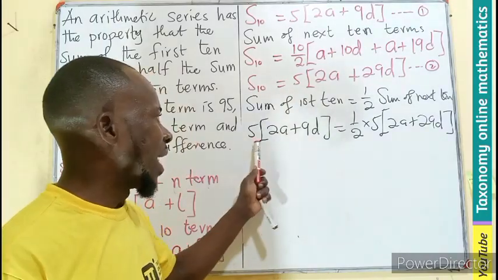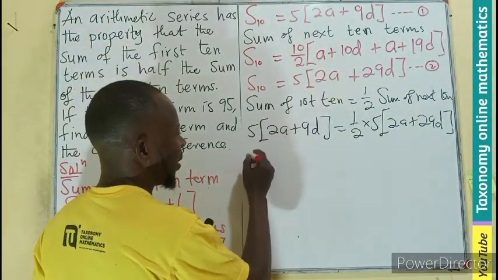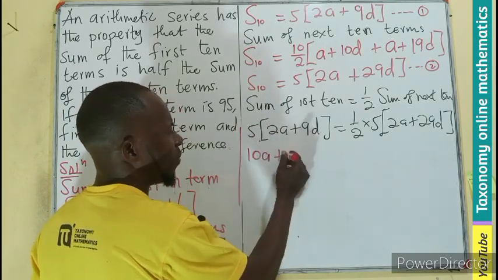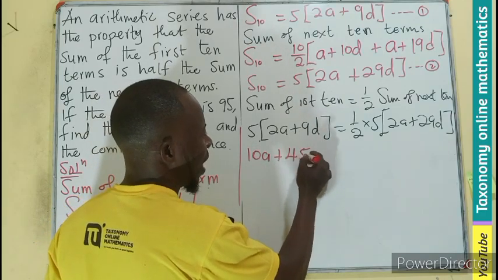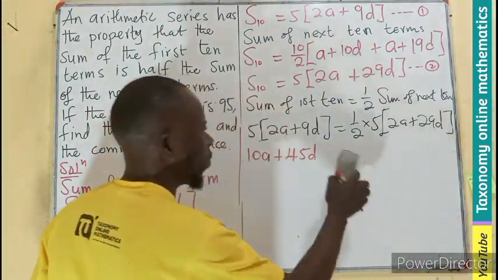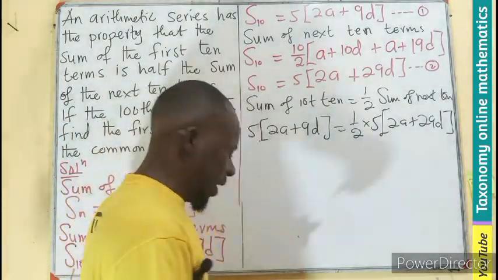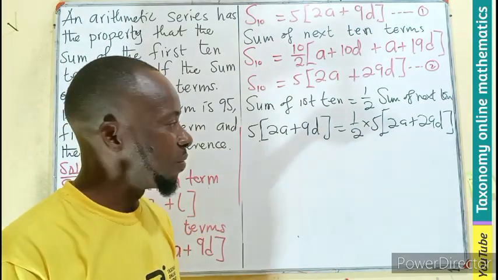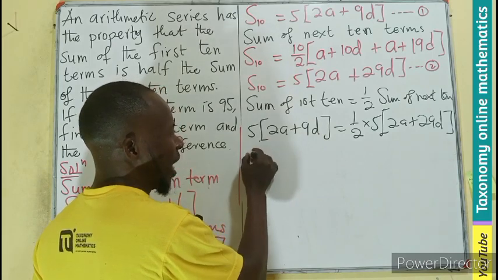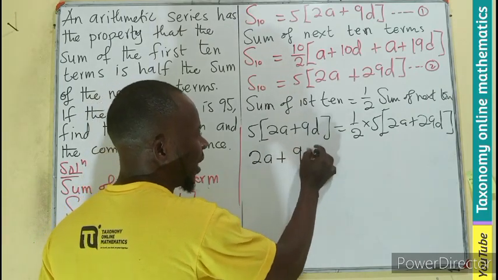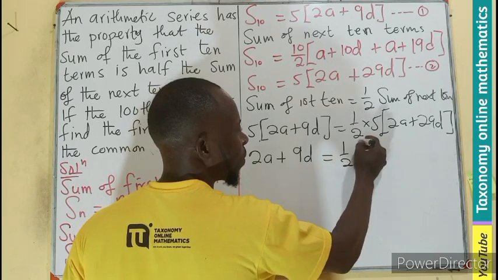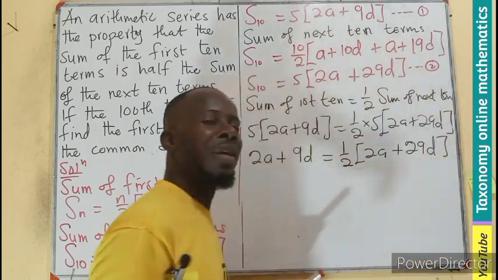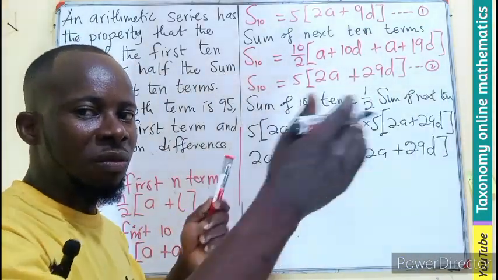So we can expand this, which will be 10a, right? This is going to be 45d. Or let us not worry ourselves too much. We can see 5 being a coefficient of the two of them. So we can divide by 5. If we divide by 5, you'll be left with 2a plus 9d equals half of 2a plus 29d. You agree with me? 5 is the coefficient of the two of them.